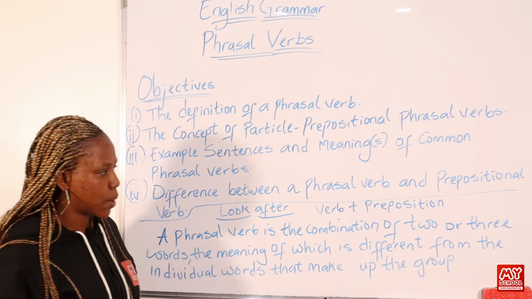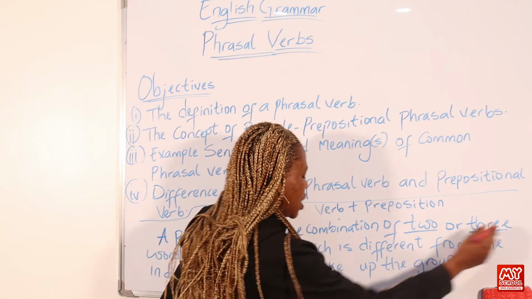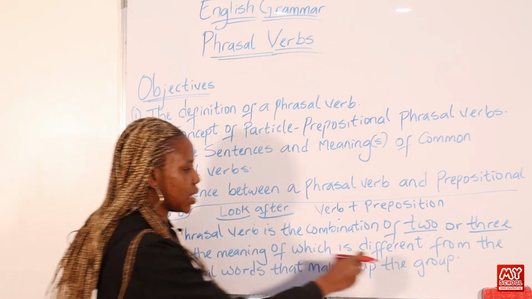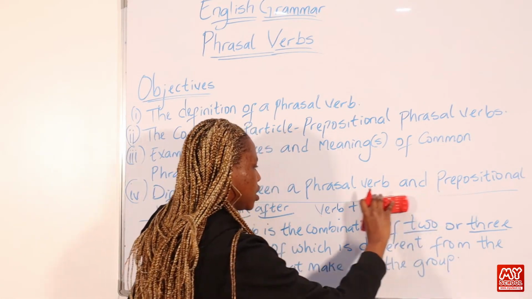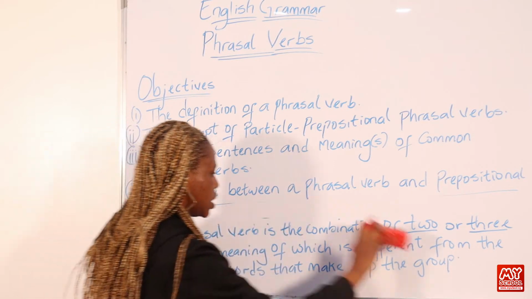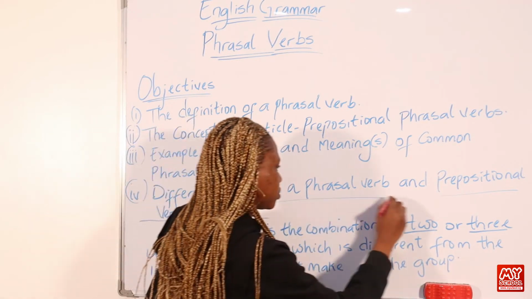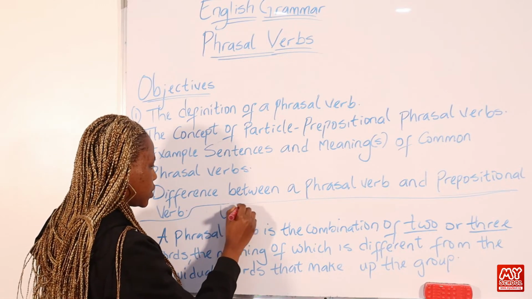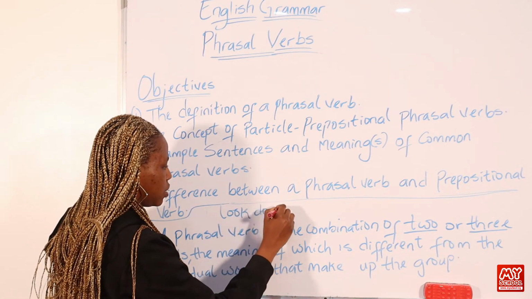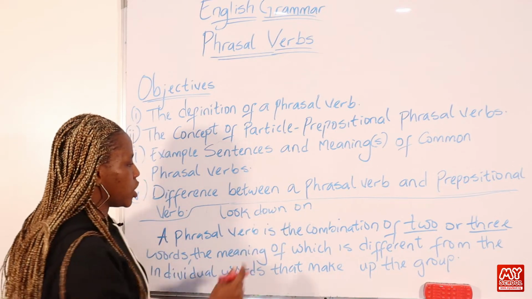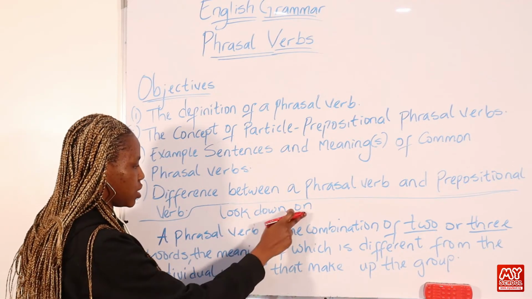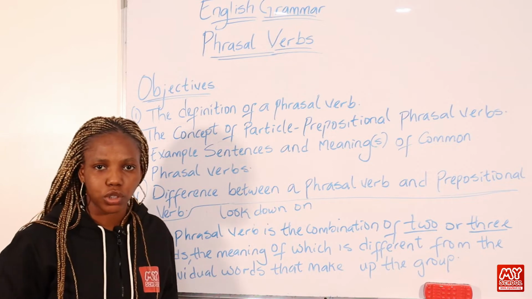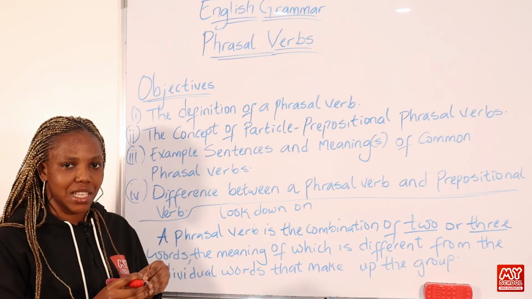Now let's look at the concept of 3. We said 2 or 3. Here we have an example of 2. Let's take a look at an example of 3 words that will make up a phrasal verb. Look down on. So when you look down on, this is 3, 1, 2, 3. Okay, when you look down on someone, you regard that person or thing as inferior.